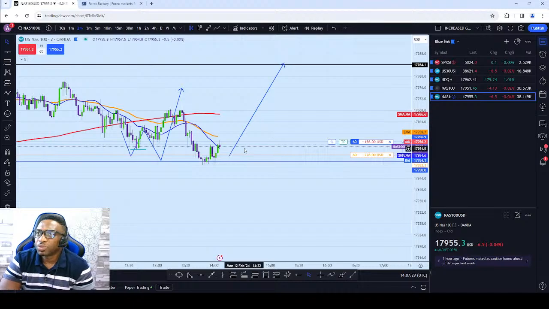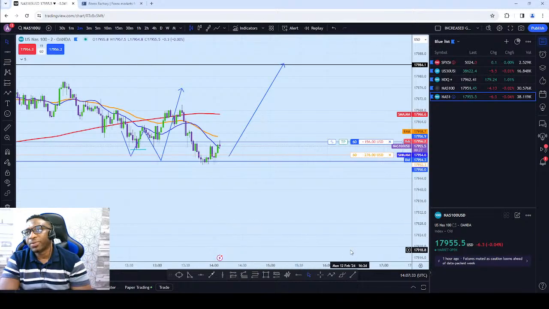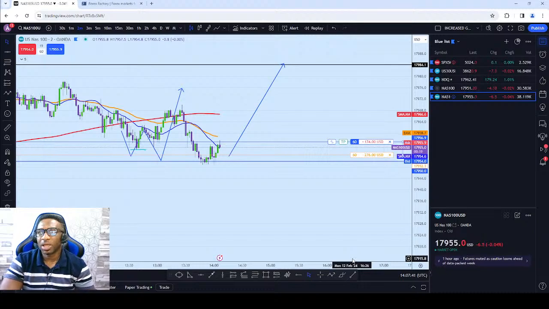So it's past 2 o'clock now. So we have about 23 minutes to market open, where we normally will have some crazy moves up and down. Then it will pick its direction to move.